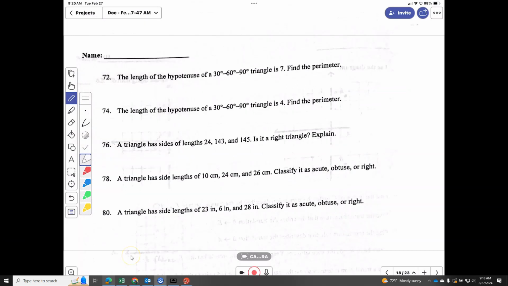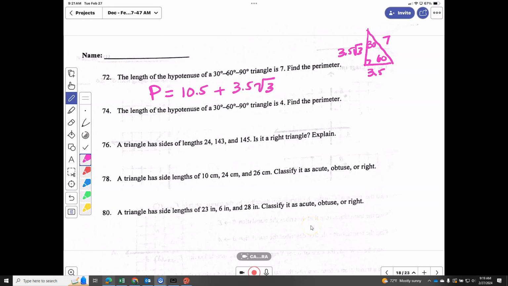Okay. The length of a hypotenuse in a 30, 60, 90. So I'm going to draw 30, 60, 90. The hypotenuse is 7. So this is 3.5. This is 3.5 square root of 3. So the perimeter is 10.5 plus 3.5 square root of 3.